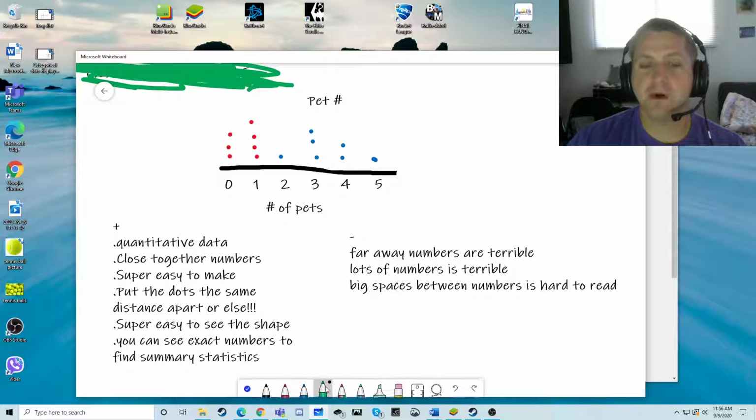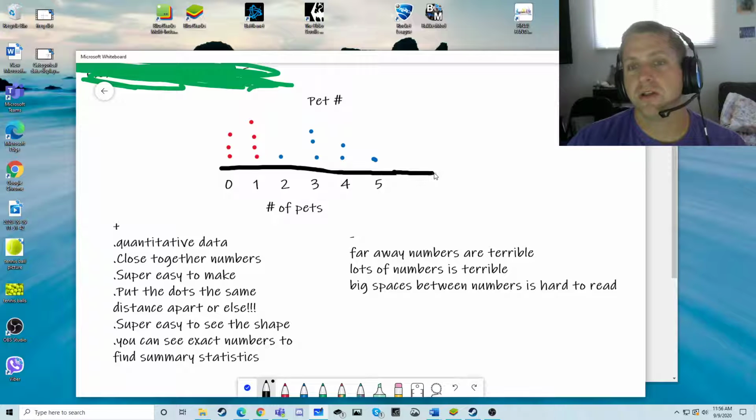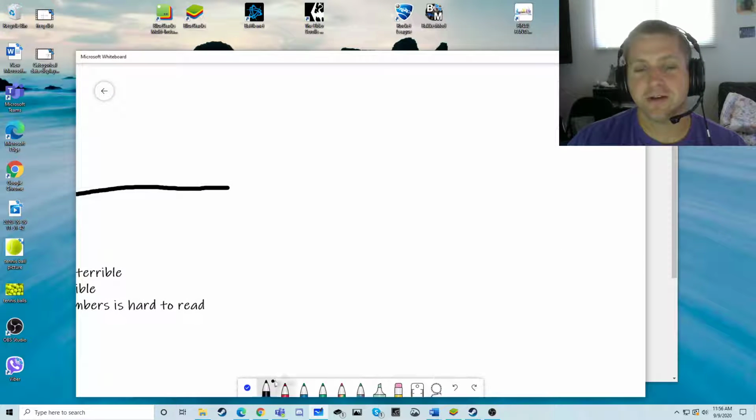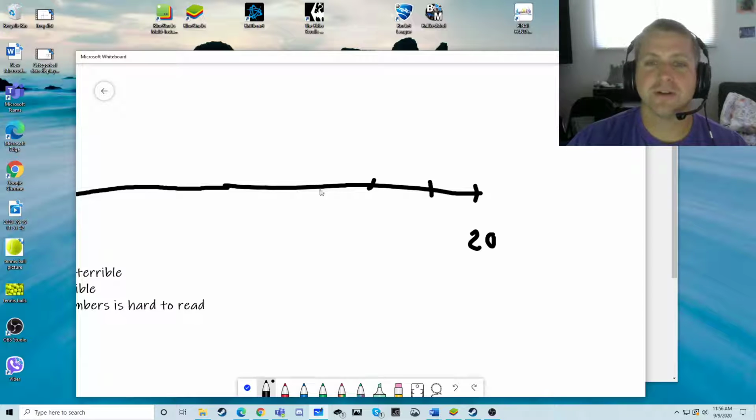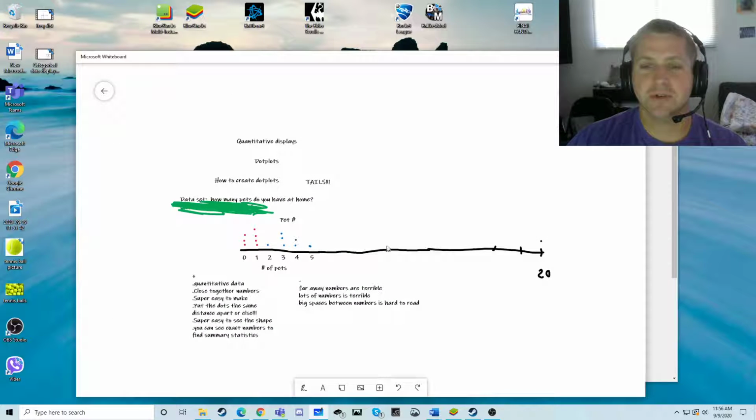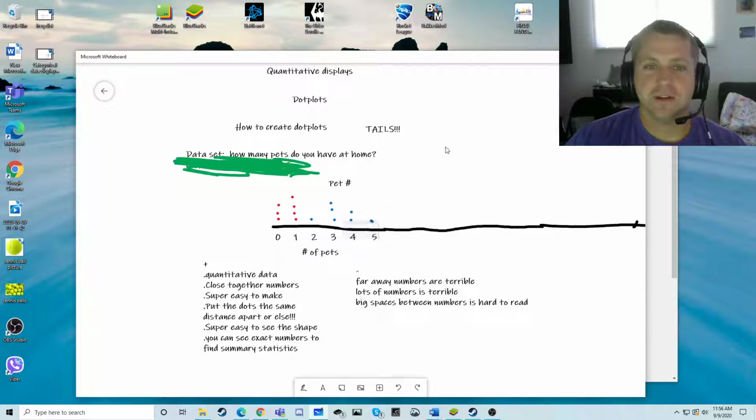So say there's one person that has 20 pets, then I got to go all the way the heck up to 20, and make sure I have a mark for each single one, and then have one little dot up there. That is annoying. No one's trying to look at that. That's horrible. So there's dot plots for you.